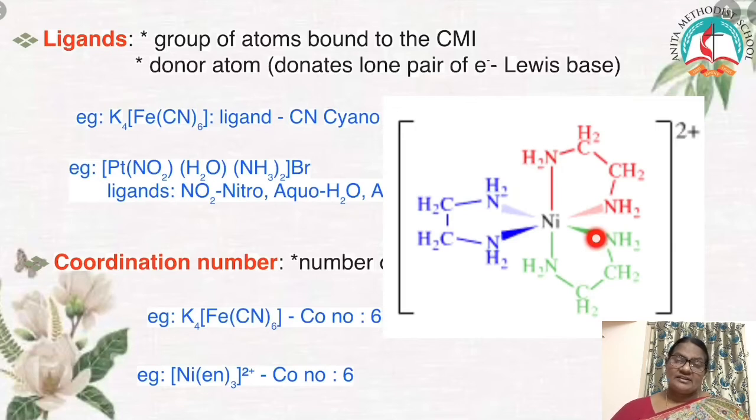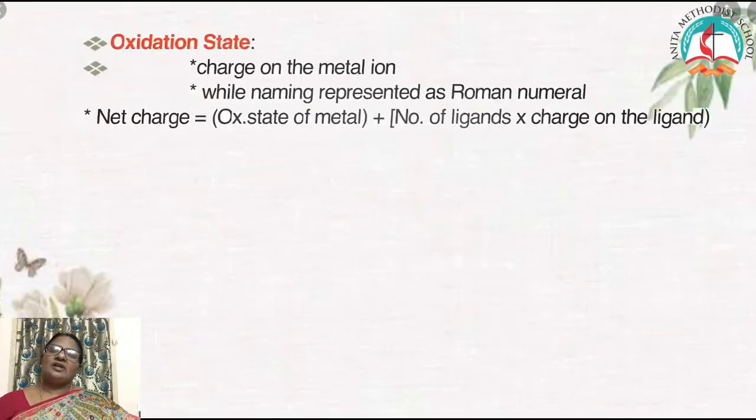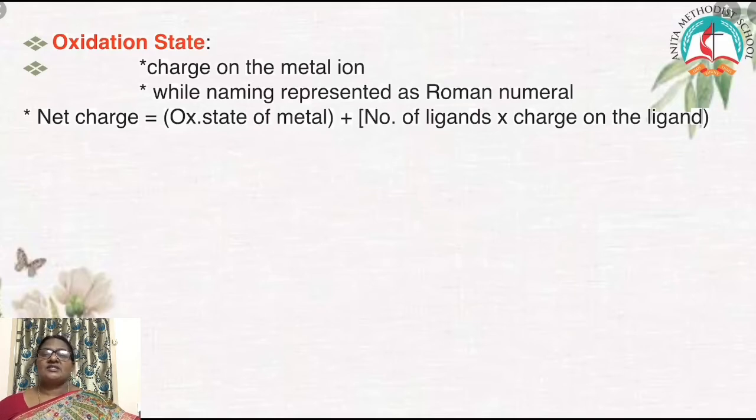Next we are going to calculate the oxidation number. The charge on the central metal ion is called the oxidation number. Now let us see how to calculate the oxidation state of the central metal ion. We know the central metal ion is always a metal which is a d-block element and therefore it will always be positive in nature. While naming the complex, we need to mention the oxidation state in Roman numeral right after the name of the central metal ion. Now let us see how to find out the oxidation state.